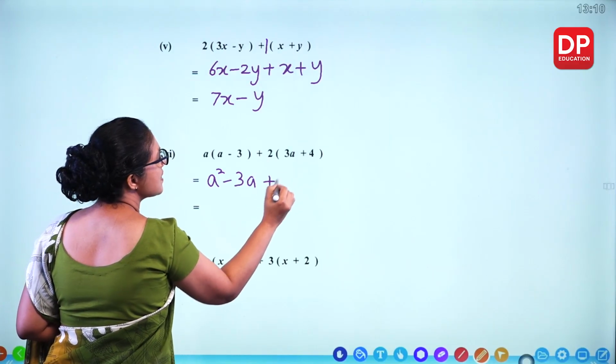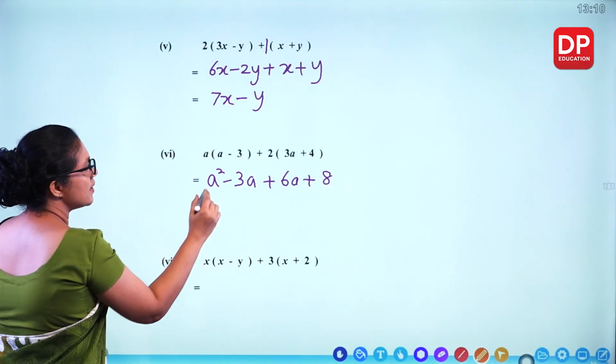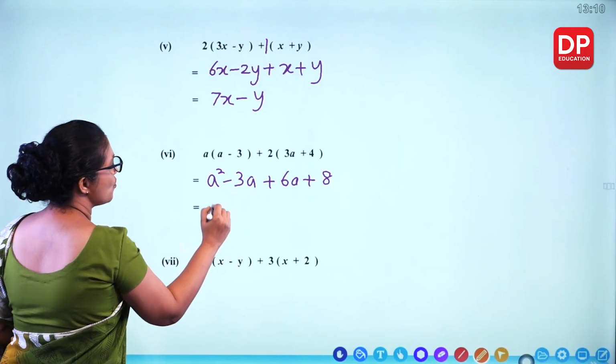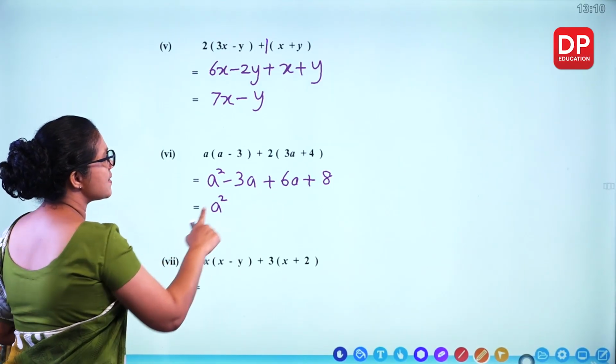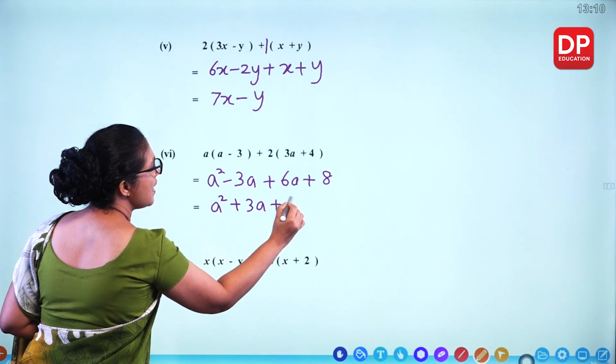A into a squared minus 3a. 2 times 3, 6a. 2 times 4, 8. What are the like terms? These two. A squared plus 6 and minus 3, you get plus 3a plus 8.